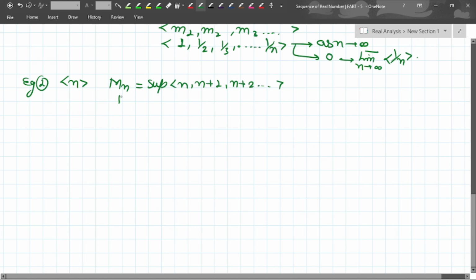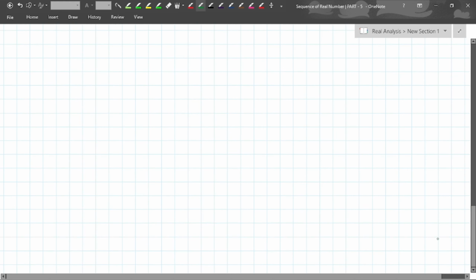So it is nothing but my mn is going to be infinity, because the supremum does not exist for this particular sequence, because it will be infinity. So the limit inferior will also be infinity for this. Similarly, for minus 1, it will go to minus infinity. Okay, this is all about limit superior.